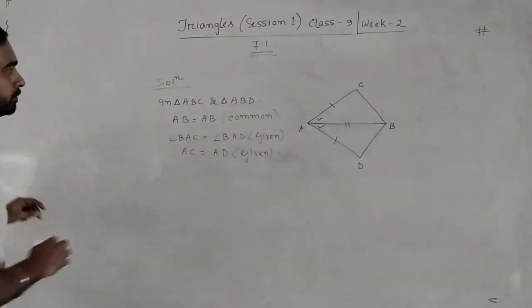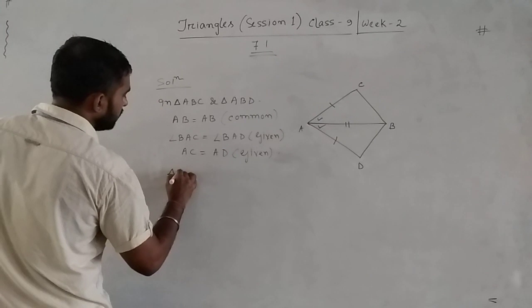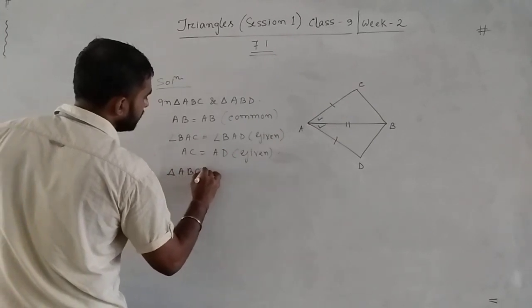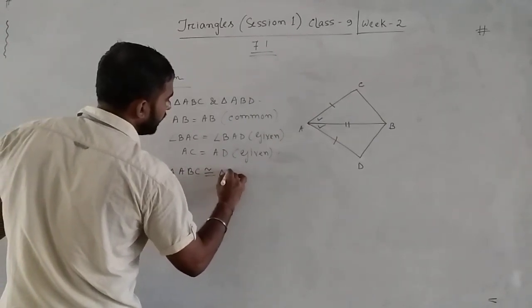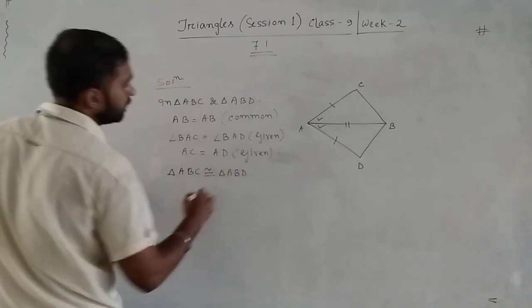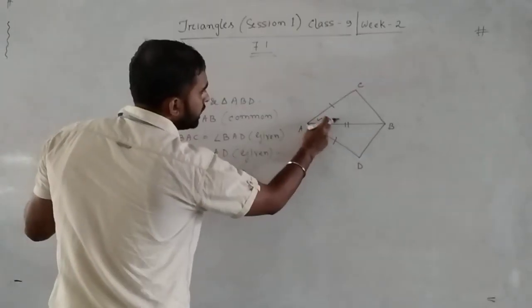is also given. Therefore, triangle ABC congruent triangle ABD by side, angle, side.